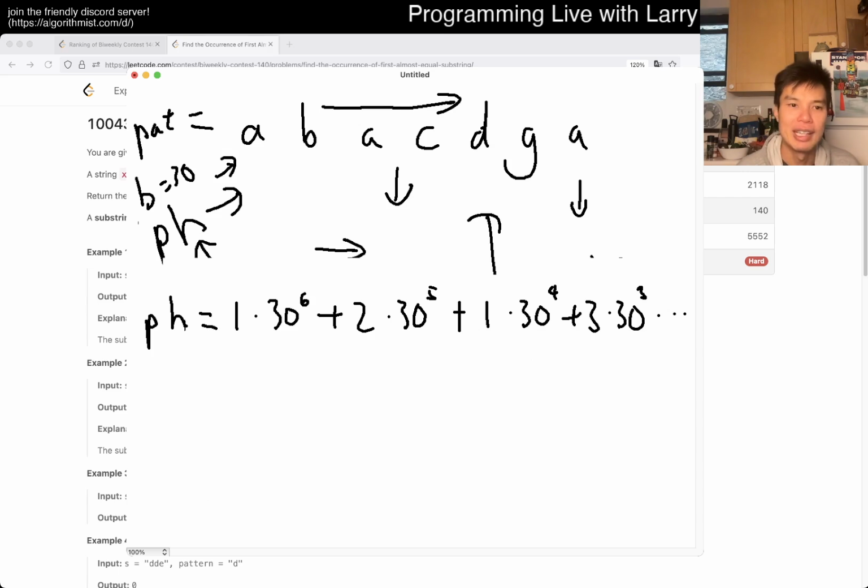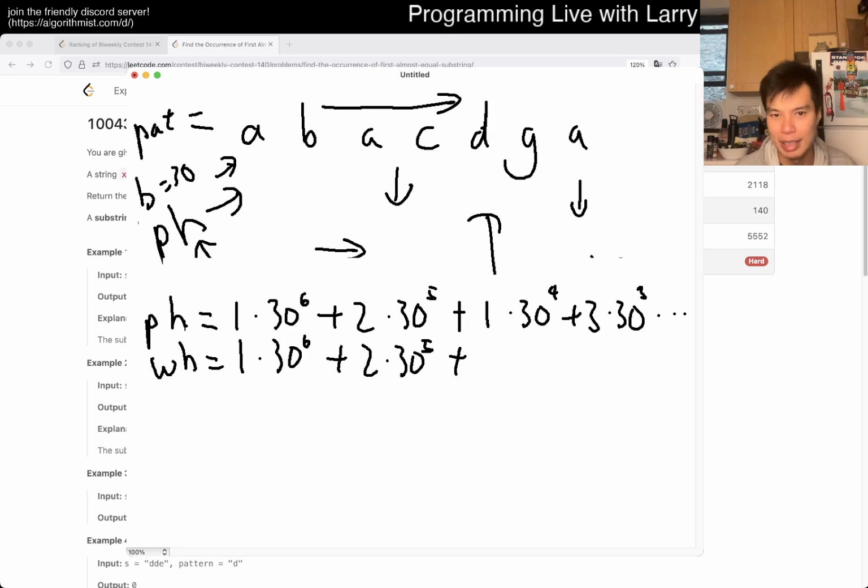So this is the hash. And now, if we have a window, let's say W for window, WH for window hash. If this is exactly the same, then it would look something like this, and of course there is some mod in it, mod p. So if they look exactly the same, then we're good.